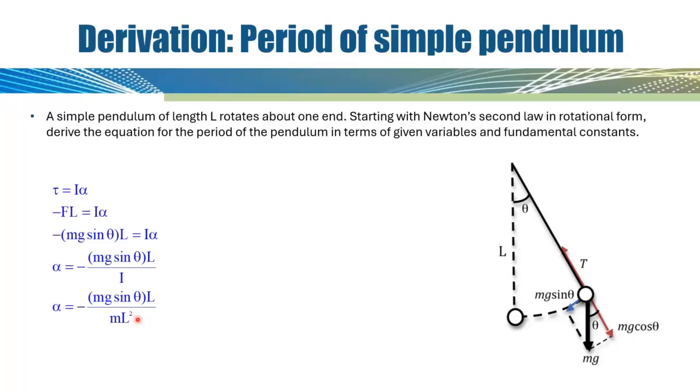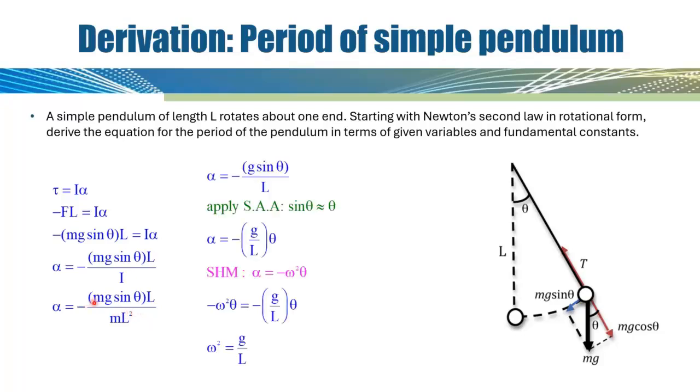So now we can cancel a few things. I can cancel the two m's. I can cancel one of the L's in the denominator and the one in the numerator, and I then end up with negative g sine theta over L.